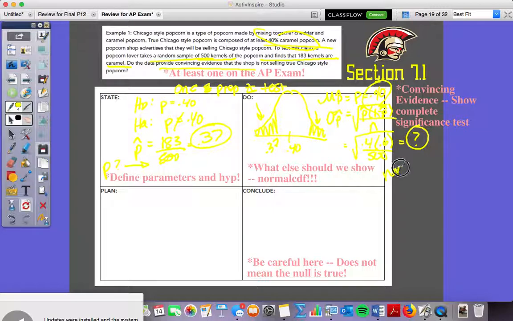So normal CDF, I'm not going to write it all out, but lower, upper, mean, standard deviation, make sure we write that in. Do we still have to do that? Like normal CDF? Mm-hmm. If you use it, yes. Now if you use z-score, just write that formula down, and then go from there, okay?